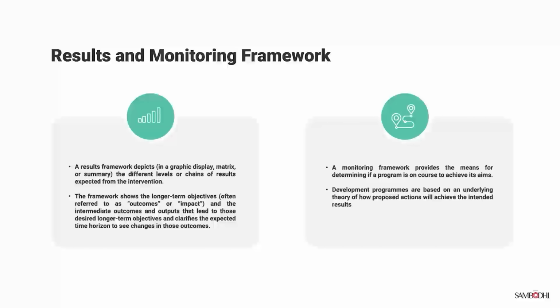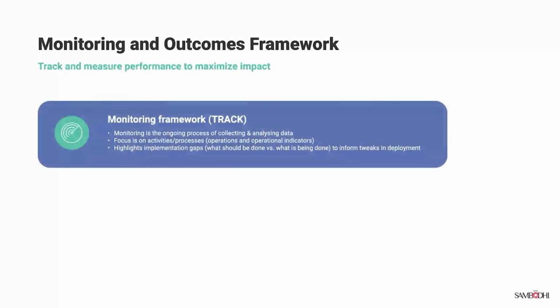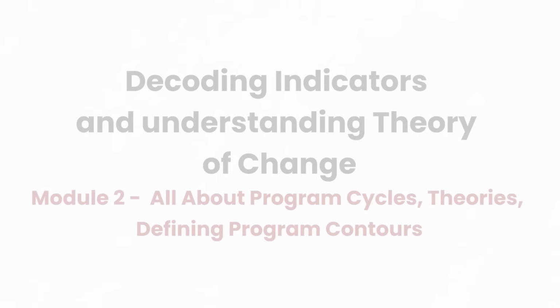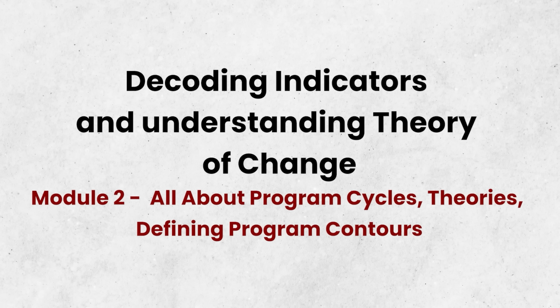On the other hand, a monitoring framework provides the means for determining if a program is on course to achieve its aim. Development programs are based on an underlying theory of how proposed actions will achieve the intended results. Monitoring framework is the ongoing process of collecting and analyzing data, which focuses on activities and highlights implementation gaps to inform tweaks in deployment. Then we have the outcomes framework, which measures medium-term and longer-term outcomes, thereby aiding learning or adaptation.